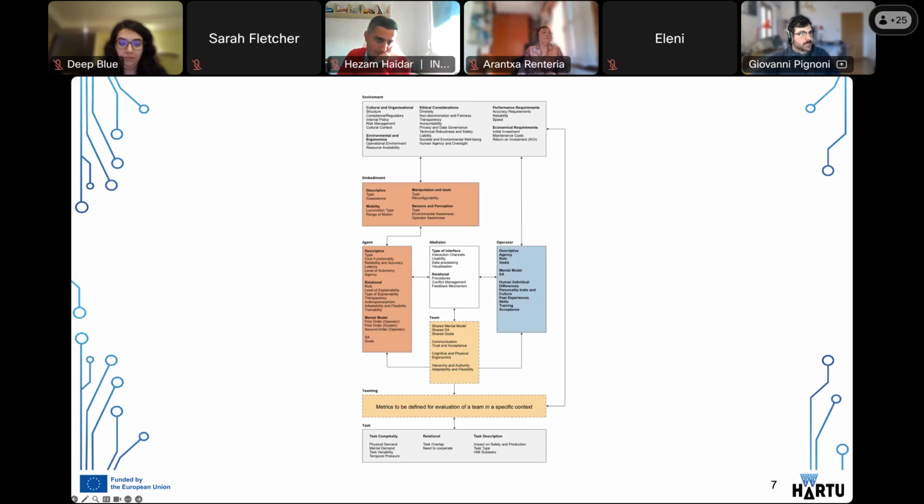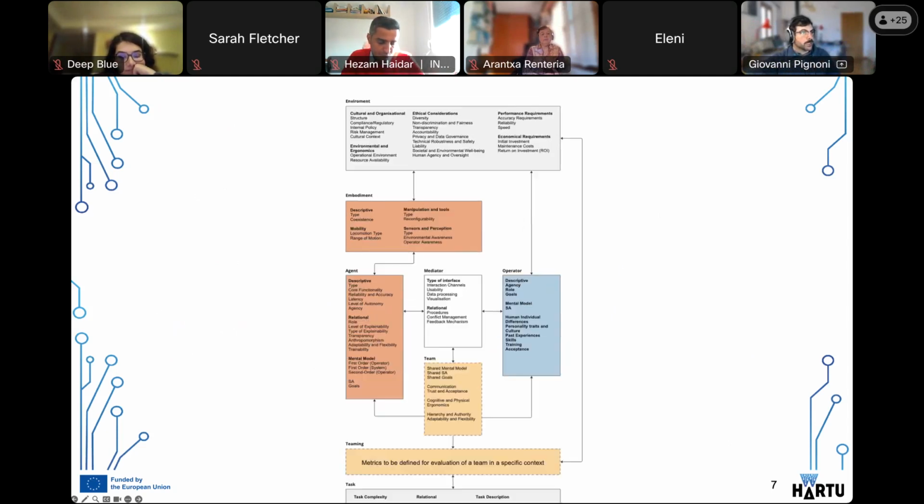So this is the model itself, and don't worry if it's too small to read. I'm going to go through each block one by one. But the overview is that, from the outside inward, we have two blocks that are the environment and the task. These are the context in which the team is supposed to operate. So where they are operating and what they are supposed to do. And they are part of the model because we think that the team can be a unit that is asked to do multiple tasks and can operate in multiple environments, but still it's affected by these two blocks. So it is part of the model, but it's somewhat separate. In the middle, we have everything that makes up the team: the two protagonists, the agent and the operator, and what makes them interact, the mediator.